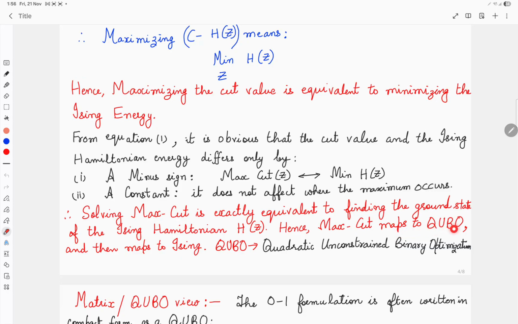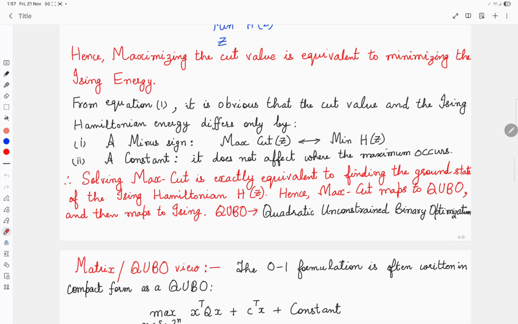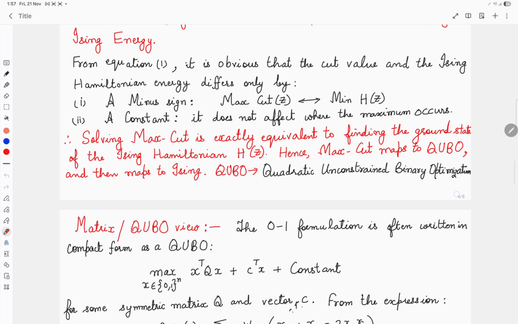Hence, MaxCut maps to QUBO, which is quadratic unconstrained binary optimization problems. So QUBO basically defines all these problems of the classical Ising model and the maximum cut optimization, because it forms a binary optimization. As I just explained, it is a 0-1 optimization problem, right? Then it maps to the Ising model. This MaxCut problem maps to QUBO and then maps to the Ising model.